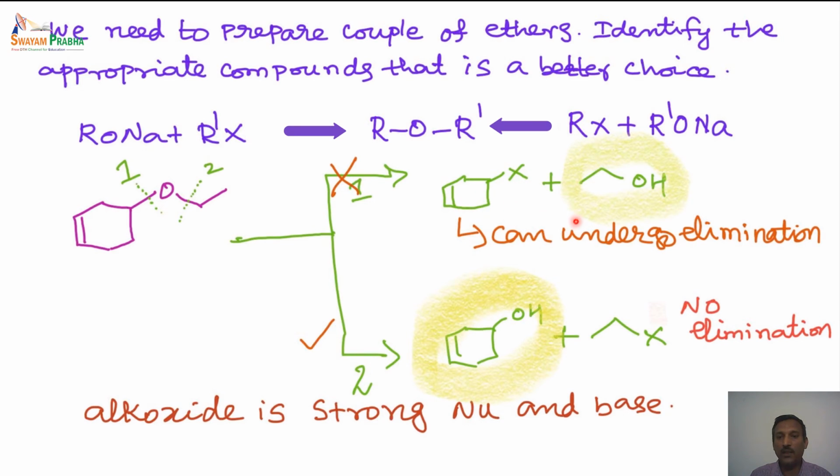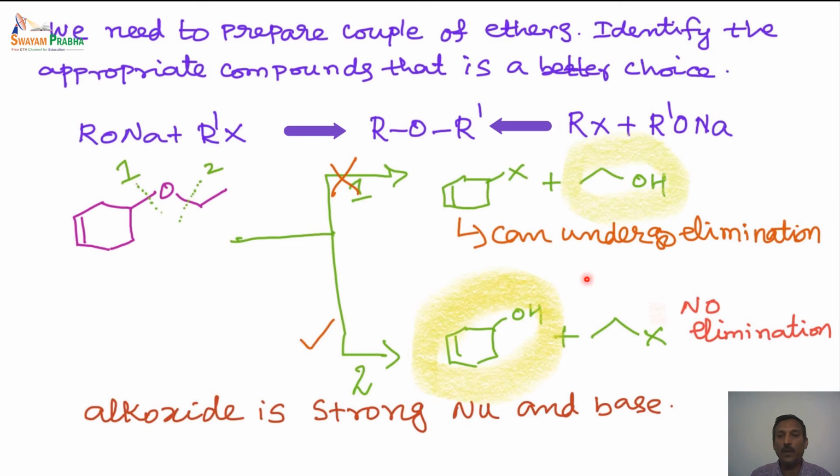But this reaction requires a strong base. So in this particular case, an alkoxide is used for the second step, the condensation of these two things. That is a strong nucleophile and a base, so it always favors elimination reaction. In other words, this particular cyclohexyl derivative can undergo elimination reaction. So this combination is not the right combination. Whereas if we take the alcohol on this cyclohexyl unit, then this alkyl halide does not undergo elimination. So this is the most preferred method for the formation of this particular ether.